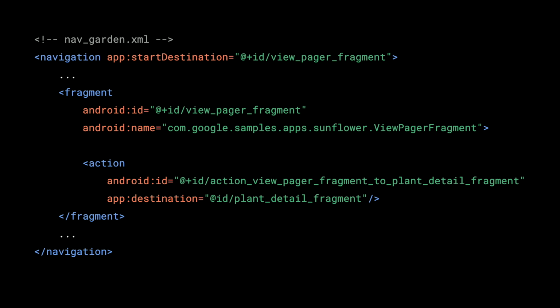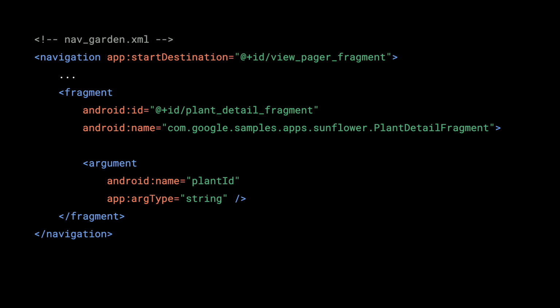Now, for navigation to work, we'll need to define a navigation graph. This is an XML file. In here, we define our ViewPager fragment. You'll also notice that it's listed as the start destination. So this is the fragment that's shown when your app is first launched. In here, we have an action with an ID and a destination being the plant detail fragment. This lets the navigation controller know that you want to allow a navigation from one fragment to another. If you don't put this action in here and you try to navigate from the ViewPager fragment to the plant detail fragment, the navigation controller won't let you do that.